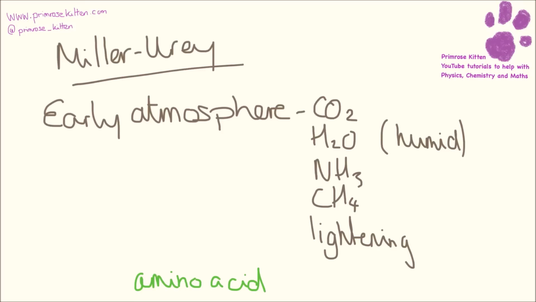Now, there were a number of theories about how life on Earth started, and this is just one theory. So this is the primordial soup theory, the idea that life on Earth could have started based on the conditions in the early atmosphere.